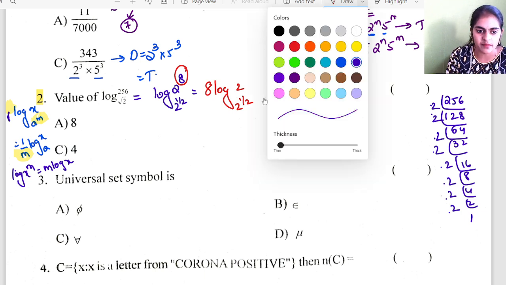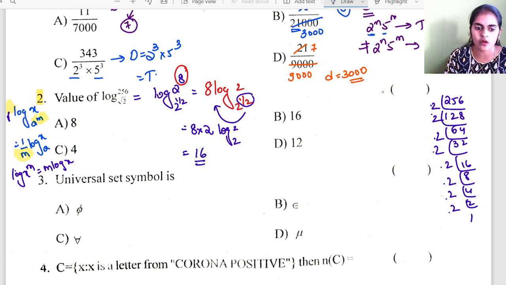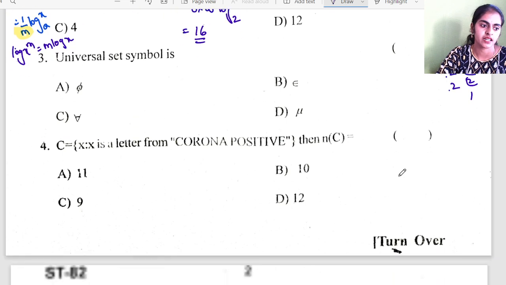Now this power in the base will again go in front of the logarithm. So you'll have it as 8 into 1 by 2, whose reciprocal is simply 2, so log 2 to the base 2. And you know log a to the base a is 1, and 16 into 1 is 16. So option B is the correct answer. Clear? So these two formulae you have to remember, very important.